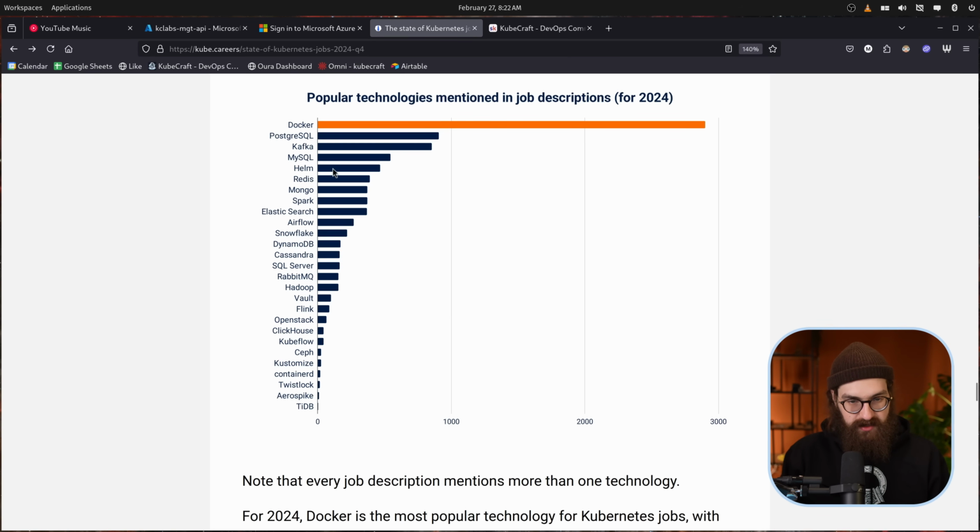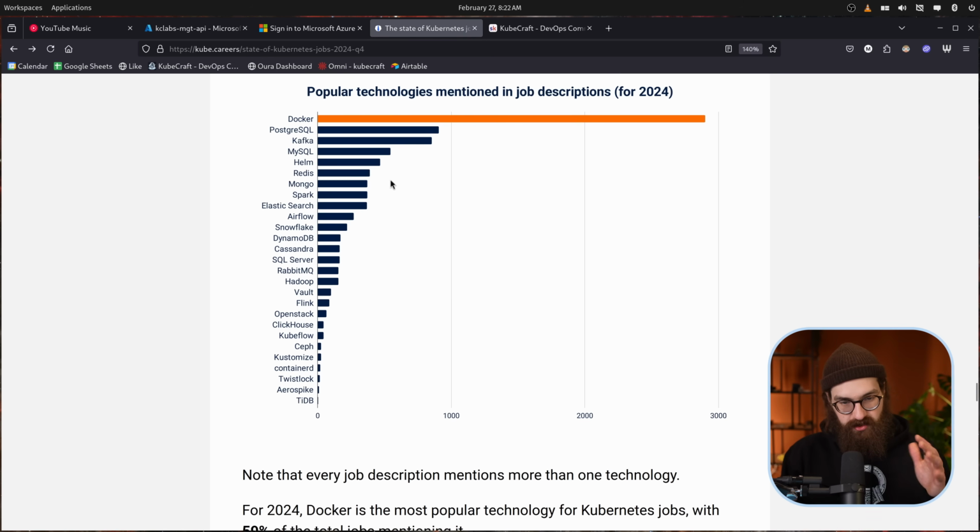And Helm, interestingly, is less than Postgres, but it also shows that these job descriptions are created by managers who are not that technical, right? So they don't list all of the technologies. Point being, Postgres is actually really popular, so focus on Postgres, which is what I do.